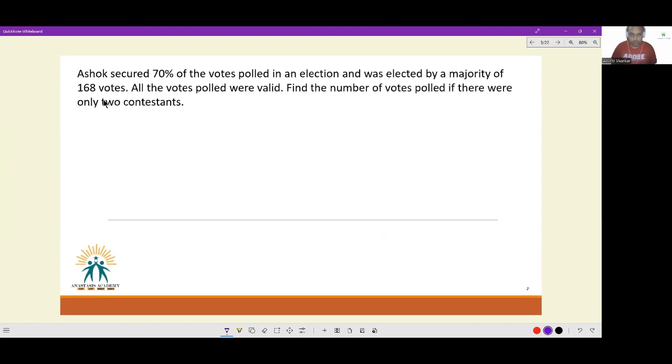Okay. Next. Ashok secured 70% of the votes polled in an election and was elected by a majority of 168 votes. All the votes polled were valid. Find the number of votes polled if there were only 2 contestants.